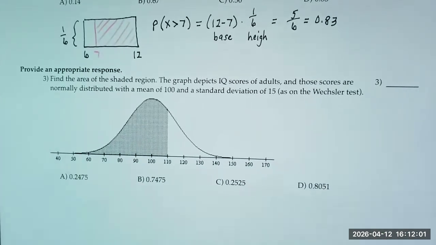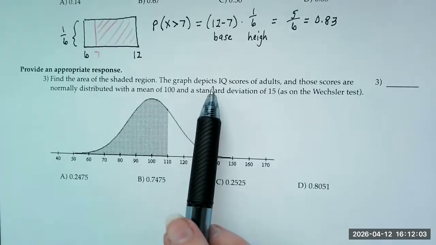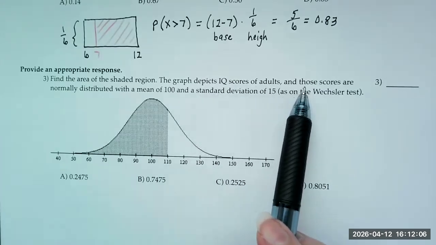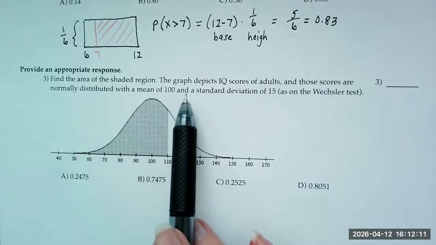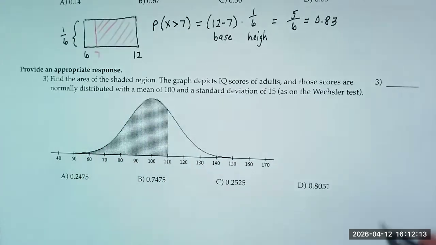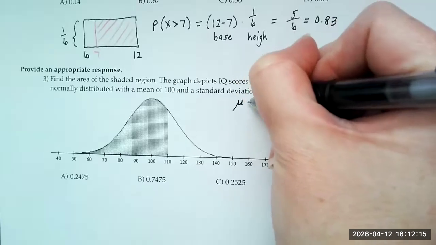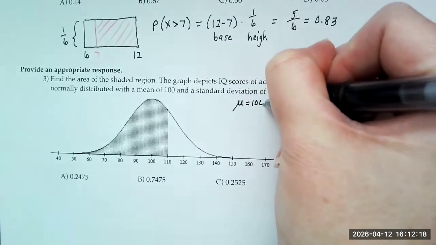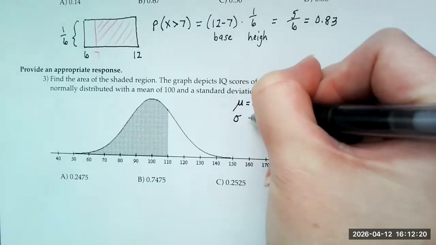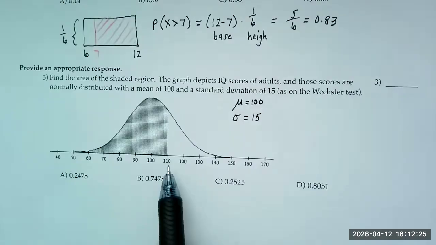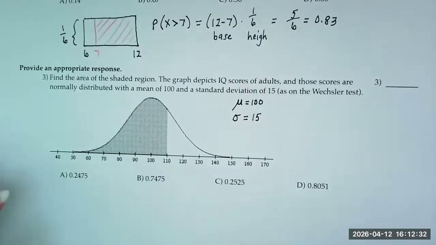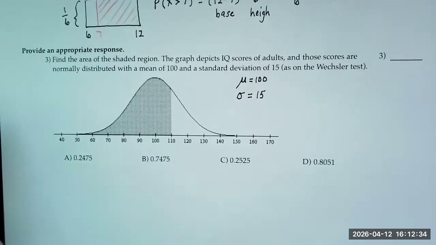Number 3 says, find the area of the shaded region. The graph depicts IQ scores of adults, and those scores are normally distributed with a mean of 100 and a standard deviation of 15. So the mean I'm going to use is 100. The standard deviation I'm going to use is 15. And so the value that is marked off on this graph in the shaded region is 110. So this is going to be a normal CDF problem.